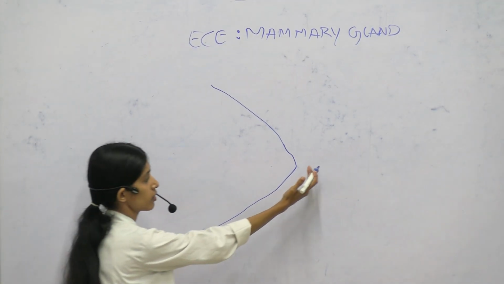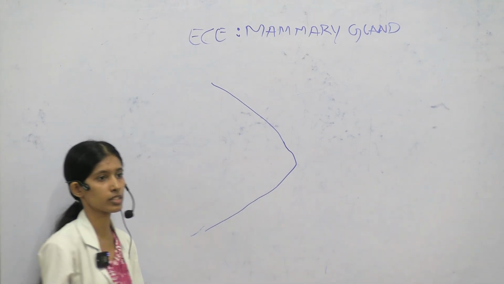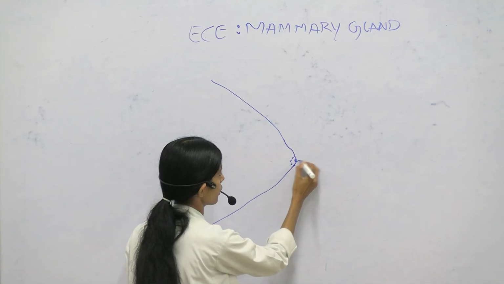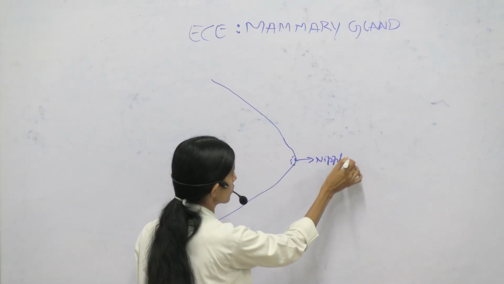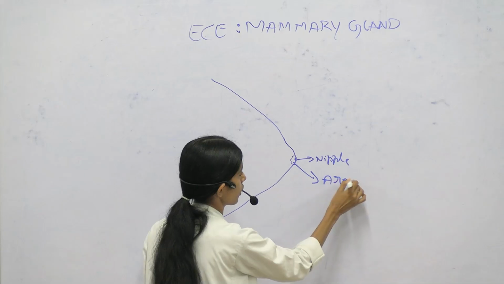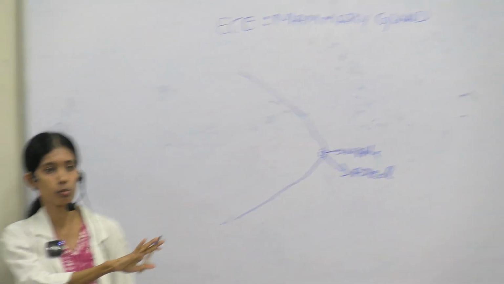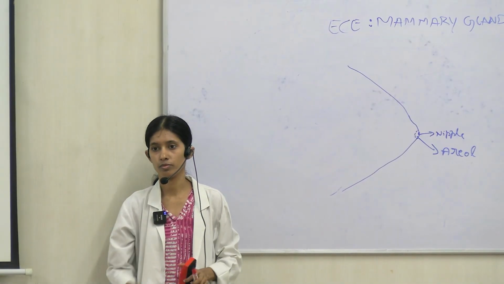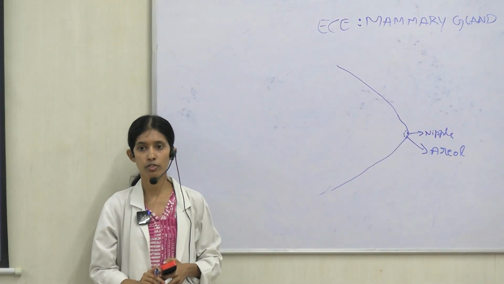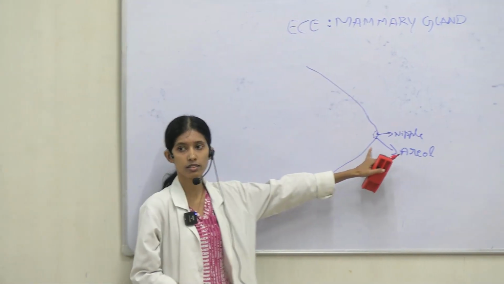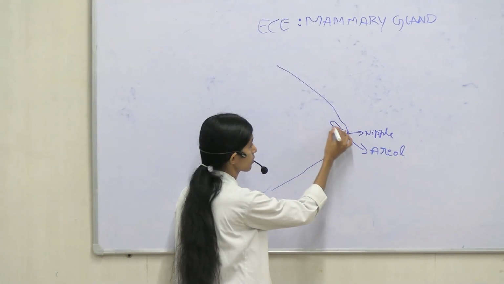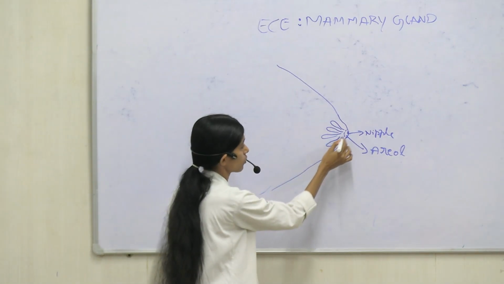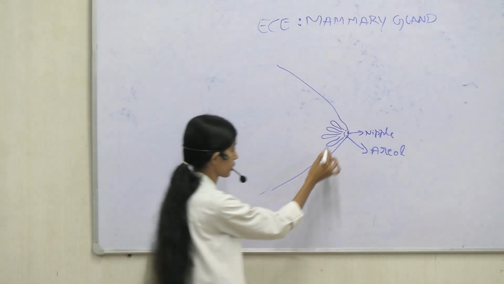In this part we can see the presence of the nipple and areola. Nipple followed by the areola. These are the superficial-most structures. What about the next structures? Lactiferous. Right after this. Shall I draw it like this? Is it right? So this will be your lactiferous duct.